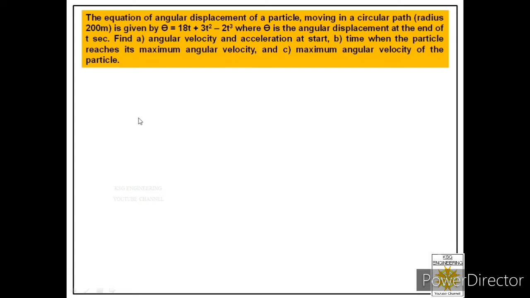Let us read the statement first. The equation of angular displacement of a particle moving in a circular path of radius 2 meter is given by theta equal to 18t plus 3t square minus 2t cube, where theta is the angular displacement at the end of t seconds. Find, in part A, the angular velocity and acceleration at start, that is at t equal to 0.